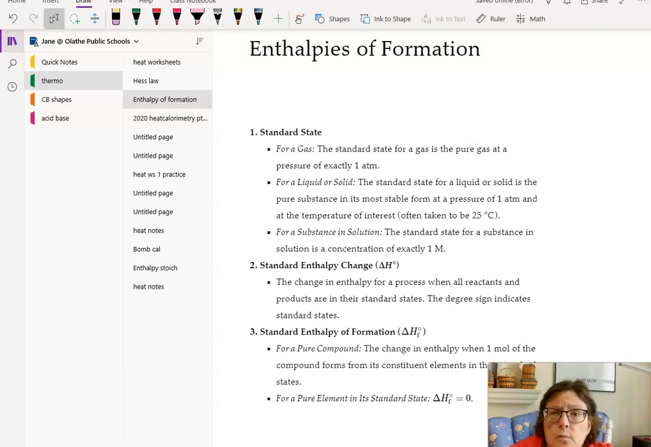The definition of what we call standard state. If you're talking about a gas, the standard state is a gas that's at a pressure of 1 atmosphere, meaning the average pressure you would be under at sea level. If you're talking about a liquid or a solid, your standard state is the pure substance in its most stable form at a pressure of 1 atmosphere and a temperature of 25 centigrade. And for a solution, it would be 1 molar concentration.